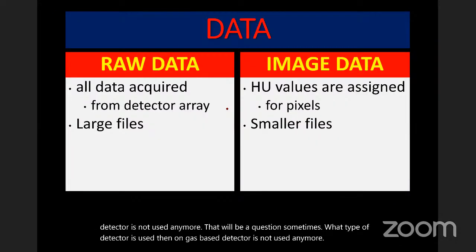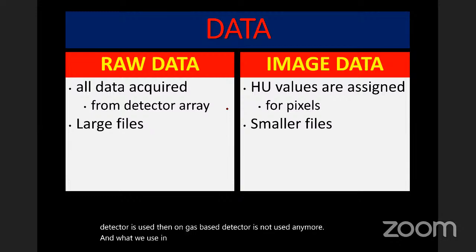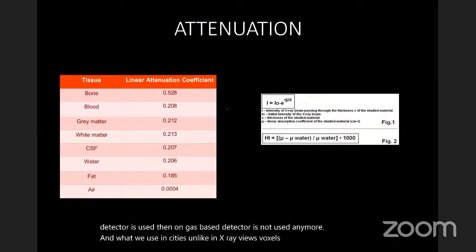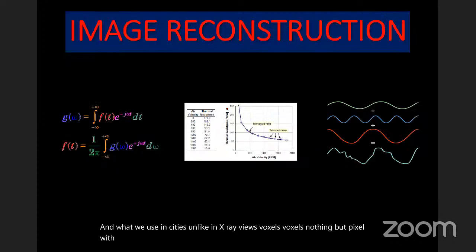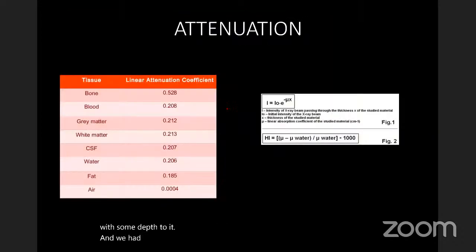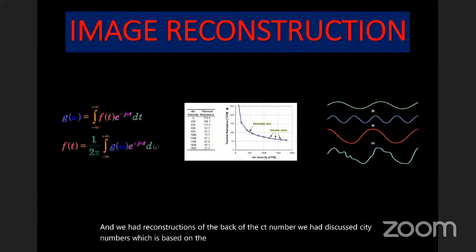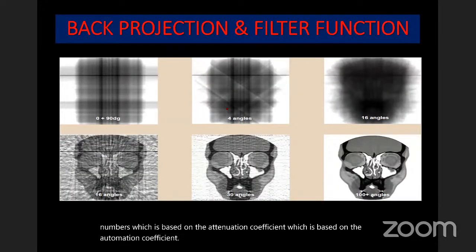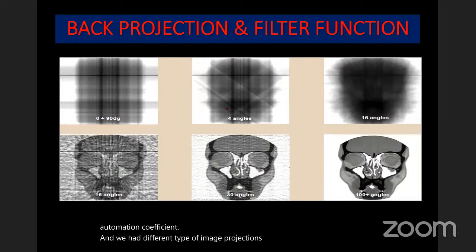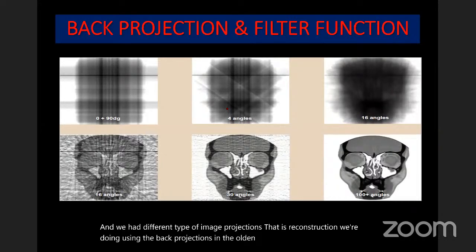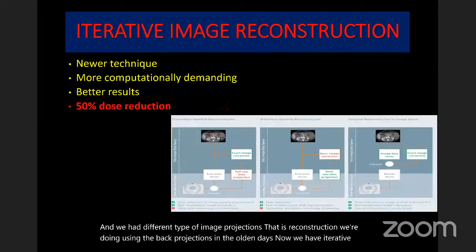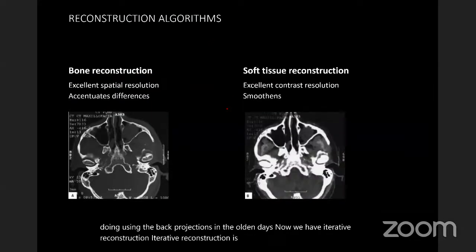What we use in CT, unlike in X-ray, is the voxel. A voxel is nothing but a pixel with some depth to it. And we had reconstructions and the CT numbers, which are based on the attenuation coefficient. And we had different types of image projections, that is, the reconstructions we were doing using back projection in the olden days. Now we have iterative reconstruction. Iterative reconstruction is better for the patient dose.